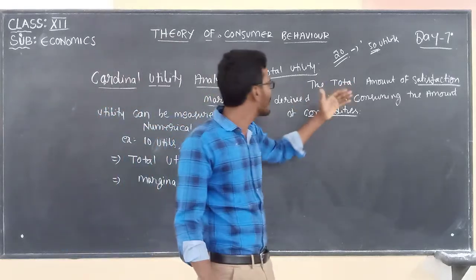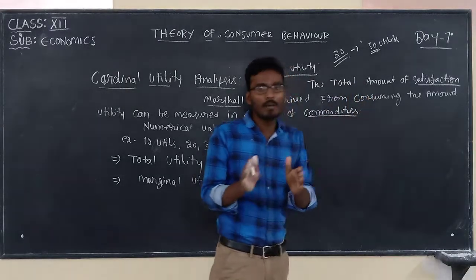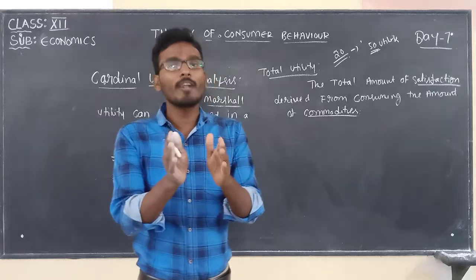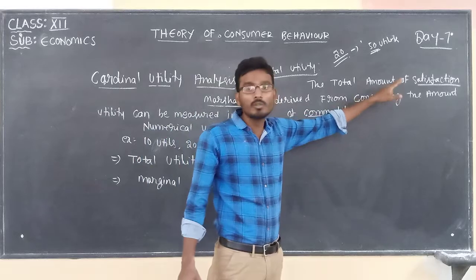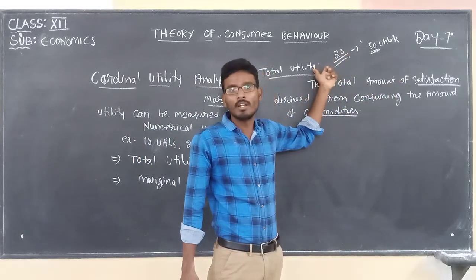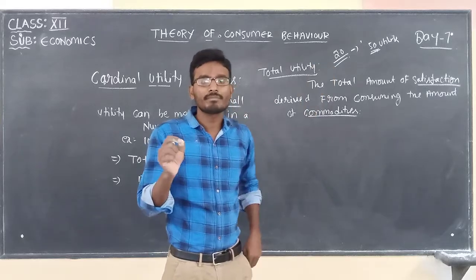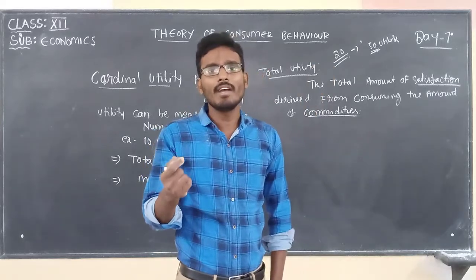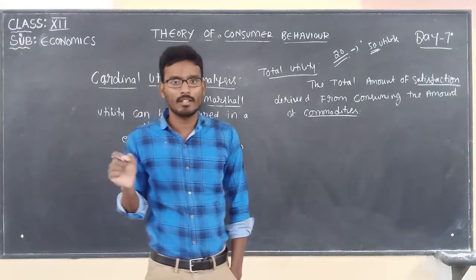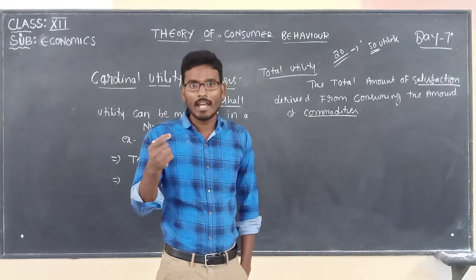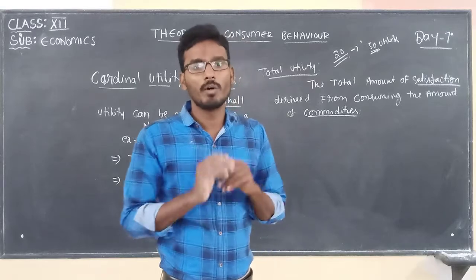The total amount of satisfaction derived from consuming the amount of commodities. Example, you consumed 10 commodities. From the 10 commodities, how much satisfaction you got, that is known as total utility. What is that? Total utility. So now we can say that total utility always derives from the amount of consuming a particular product, from consuming the total amount of commodities.